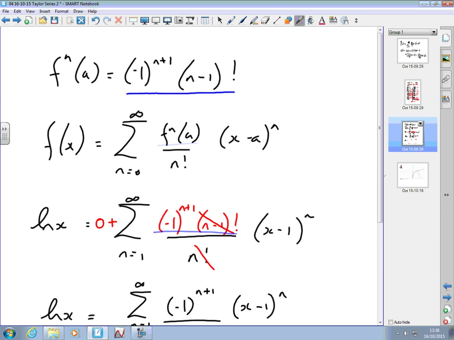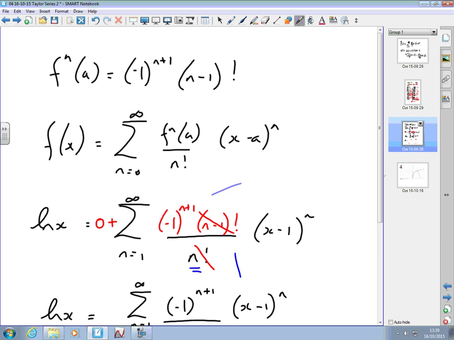But looking at it, what I've got on top here is n minus 1 factorial, and underneath n factorial. So if I were to think of an example, for example, this was 4 factorial, and this was 5 factorial, then in fact the 4 factorial will cancel everything except the 5, so I'm just left with n.